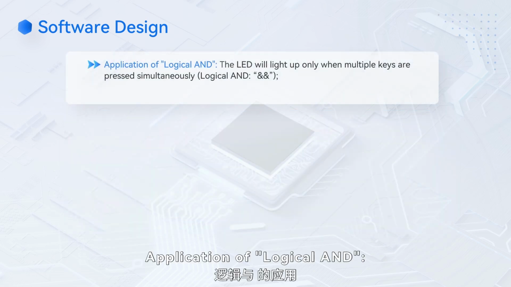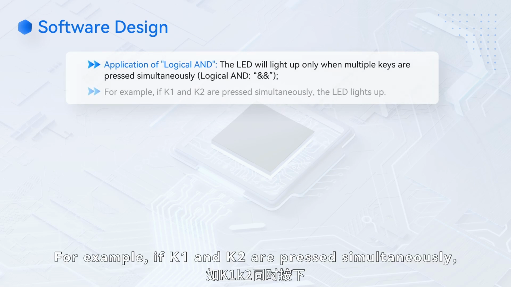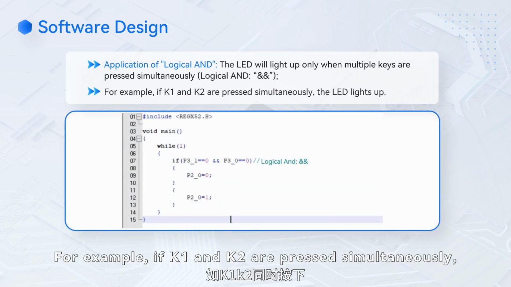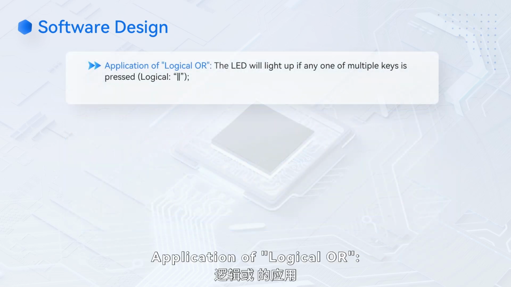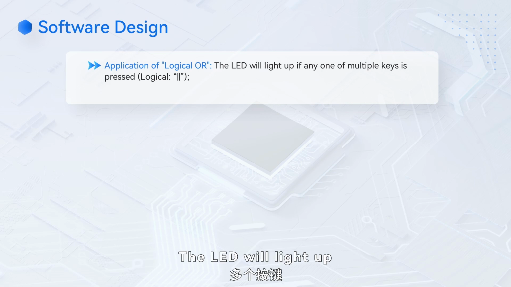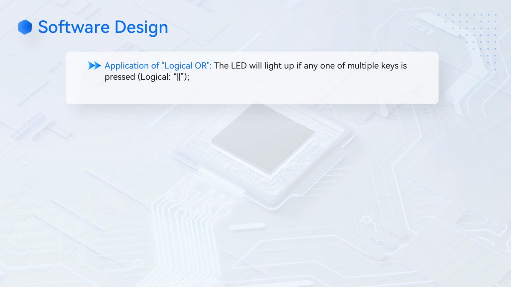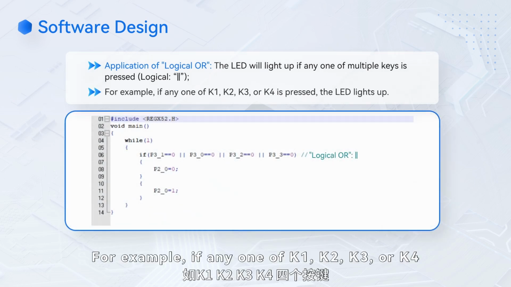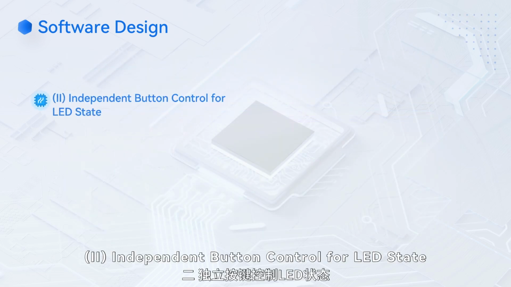Application of logical AND. The LED will light up only when multiple keys are pressed simultaneously. Symbol for logical AND, for example, if K1 and K2 are pressed simultaneously, the LED lights up. Application of logical OR. The LED will light up if any one of multiple keys is pressed. Symbol for logical OR. For example, if any one of K1, K2, K3, or K4 is pressed, the LED lights up.